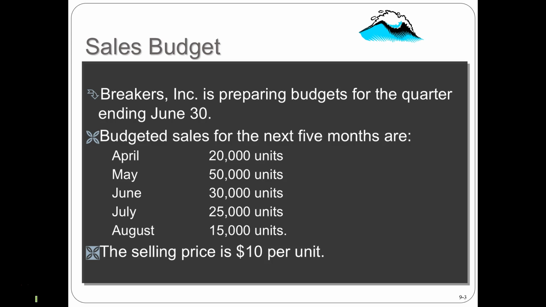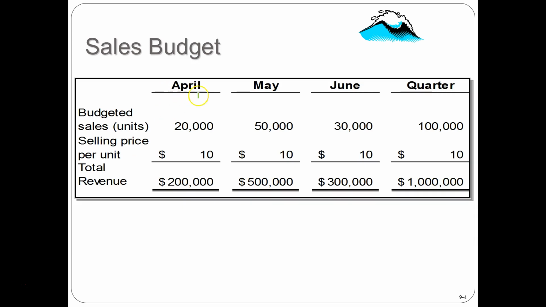So we have Breakers Incorporated preparing a budget for the quarter ending June 30th. Budgeted sales for the next 5 months are April 20,000, May 50,000, June 30,000, and July 25,000. And notice we're talking about units here. The selling price is $10 per unit. So we can take a look at April, May, and June, which would be the quarter, and we have the budgeted units, 20, 50, and 30, coming up to 100 total. Multiply that by how much we're going to sell these for, and these will be our revenue numbers.